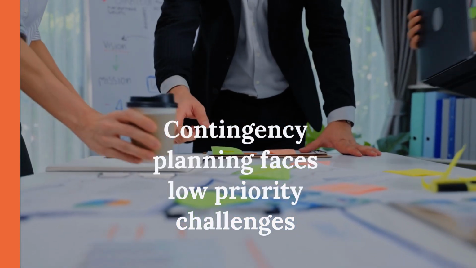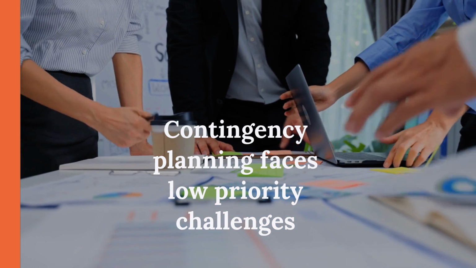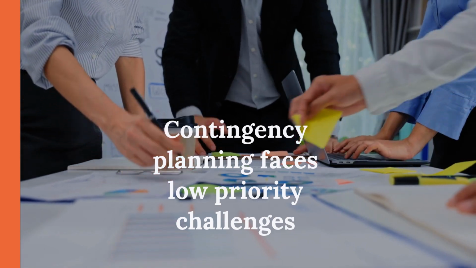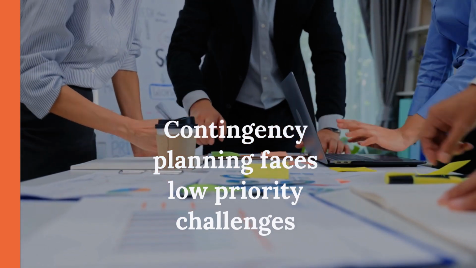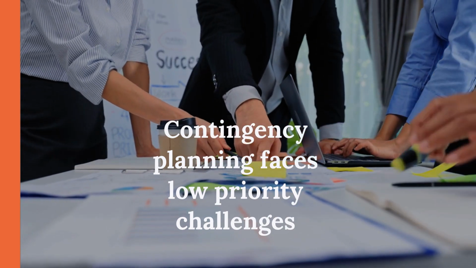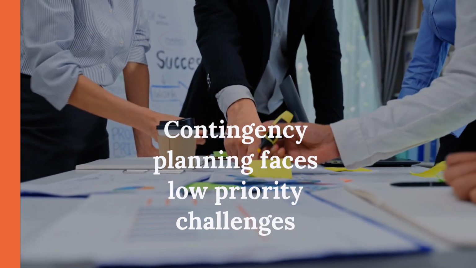Contingency planning faces several challenges. It may be seen as low priority and neglected. Team overconfidence in Plan A can hinder Plan B. Lack of awareness and buy-in affects implementation. Identifying all risks is crucial for effective planning.